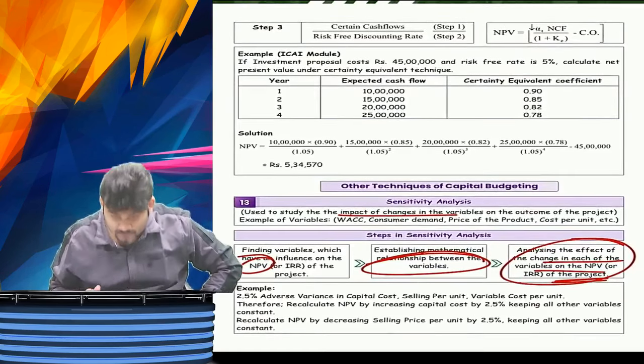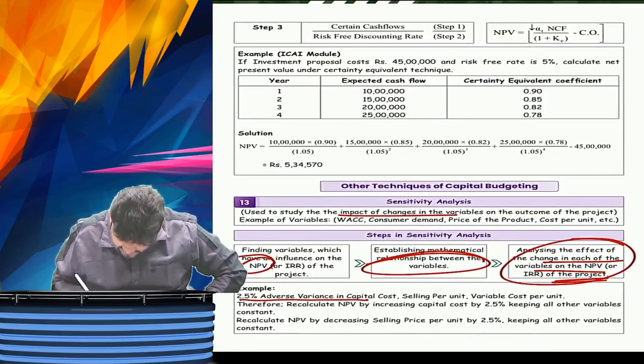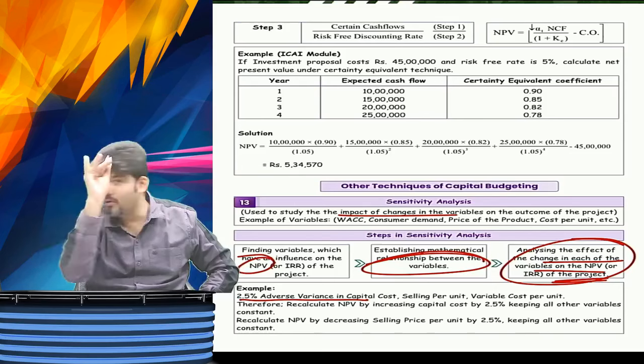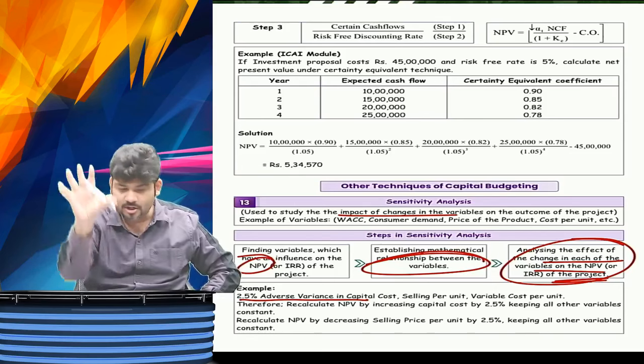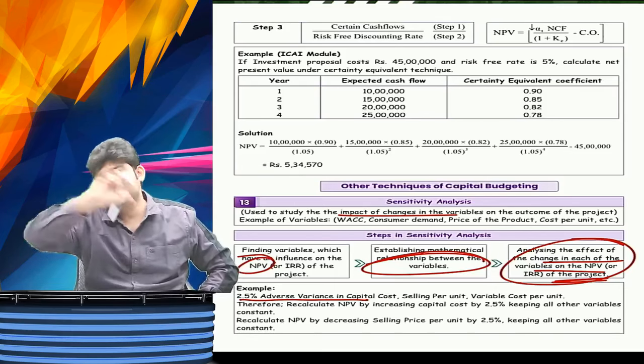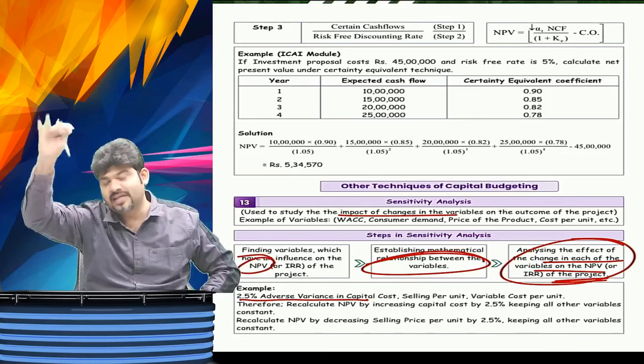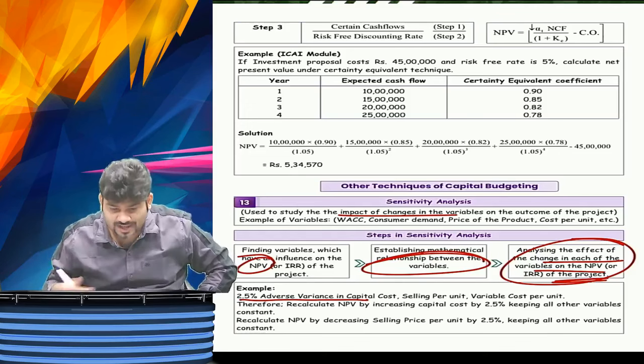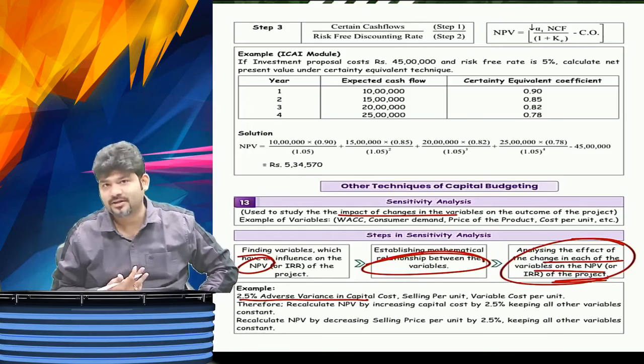Now, 2.5% adverse variance in, say, capital cost. What will be the impact on the NPV? Only capital cost will change, other all things remaining same. Only, say, 2.5% adverse variance of selling price. Only selling price will change, others all remaining same. So that is what we will have to check.